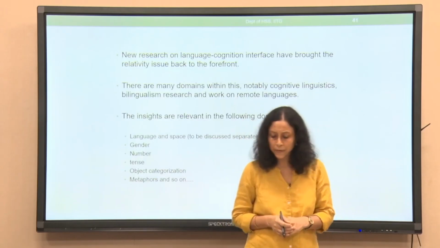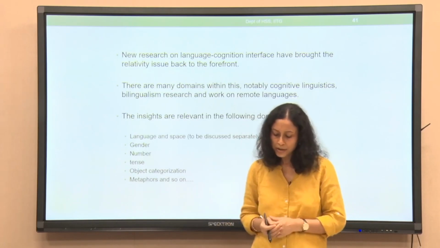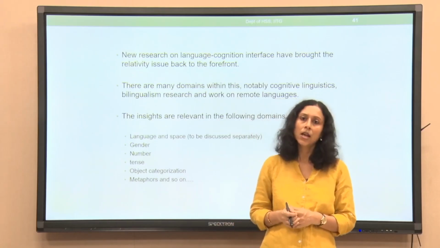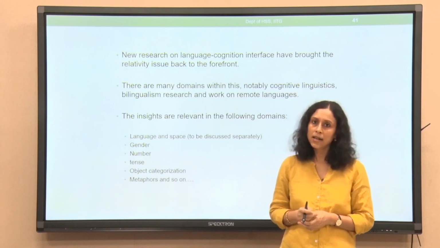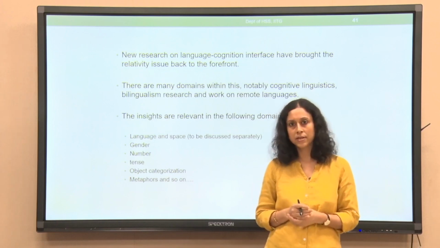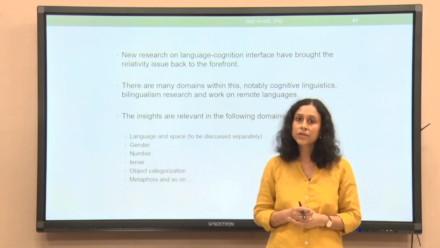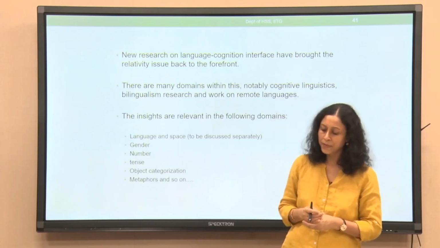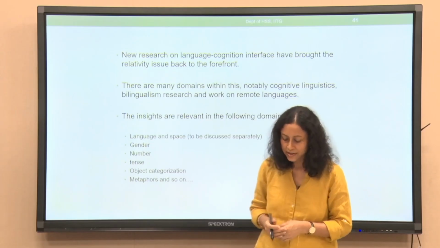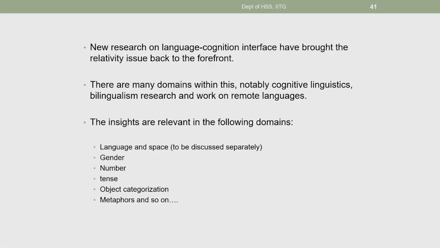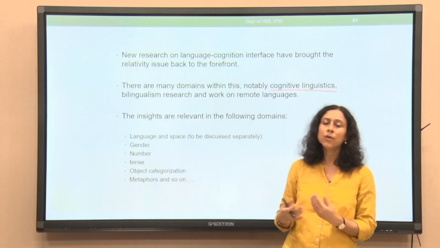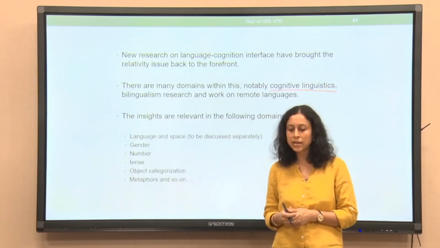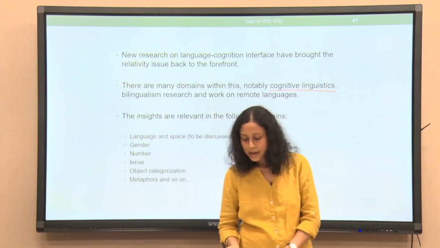New research on the language-cognition interface has brought the relativity issue back to the forefront, because the entire debate about relativity was sidelined after Chomsky's innateness hypothesis became a very strong theoretical position, and it was no more tenable. However, this relationship has recently been brought into the foreground. And this has happened after the cognitive revolution, after many newer ways of probing human cognition and its relationship with language came into being.